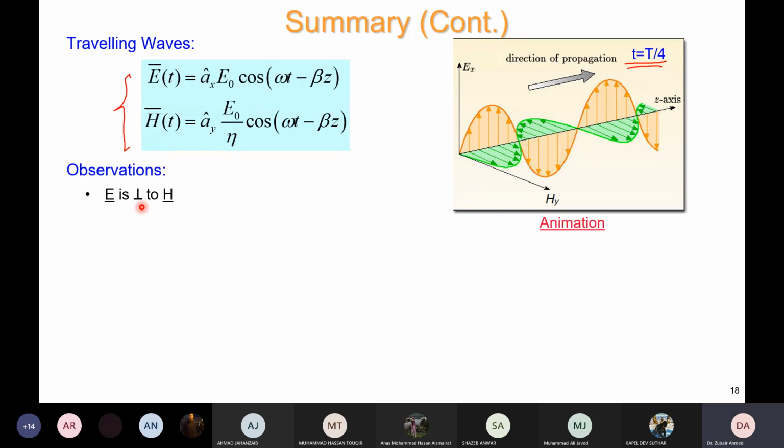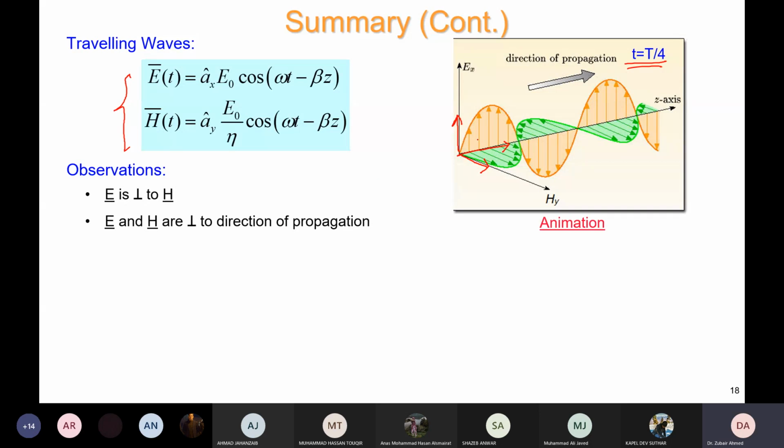So here are some observations. The first observation is that electric field is orthogonal to magnetic field. Electric field is oriented in the x direction and magnetic field is oriented in the y direction. So electric field is oriented in this direction and magnetic field oriented in this direction. Both are orthogonal to each other. Second observation is that electric and magnetic field are orthogonal to direction of propagation. So not only they are orthogonal to each other, they are also orthogonal to direction of propagation.